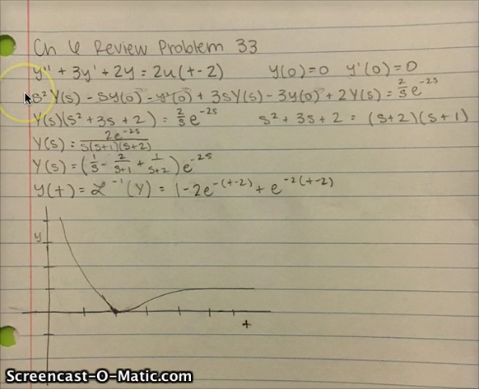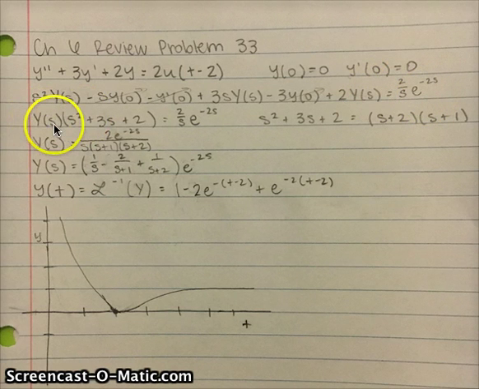For the Laplace transform, you do the equation. For this term, it's s squared Y of s minus s y of 0 minus y prime of 0. For this term, it's 3s Y of s minus 3y of 0. And then for this term, it's 2Y of s. And then equals the Laplace transform, from a table, of 2 over s times e to the negative 2s.